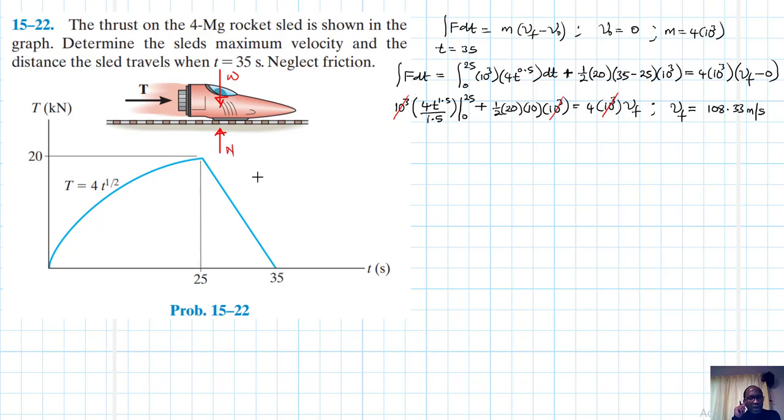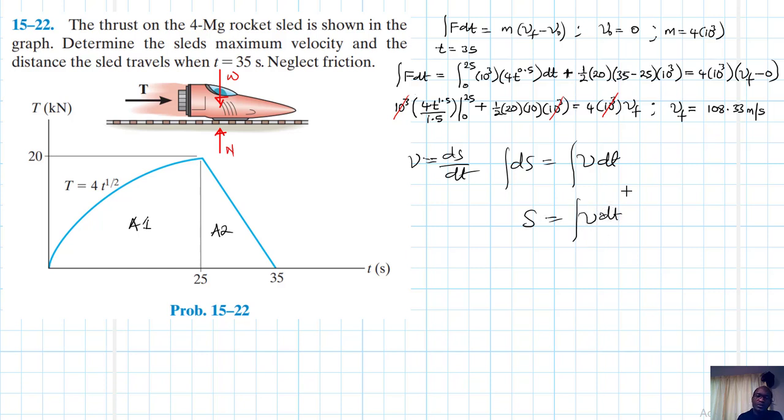So once we've done that, let's now find the displacement for area 1 and area 2. From this, we know that our velocity is just equal to ds/dt, and our ds can be written like so. Integrating on both sides, we'll have s equal to the integral of v dt. The first one is from 0 to 25; we'll call this s1.